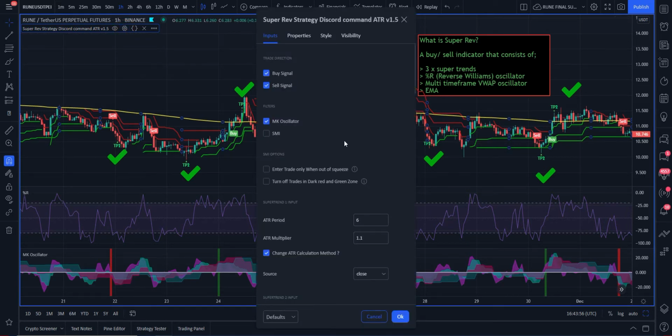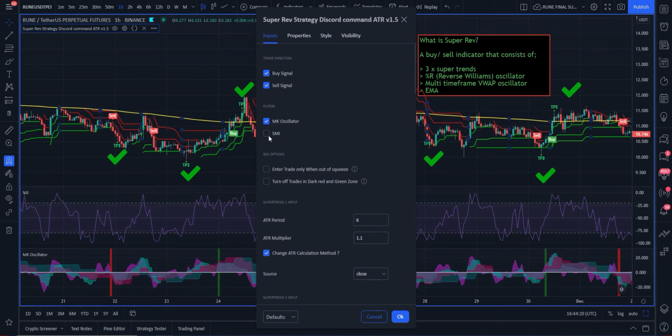So for the settings in Super Rev, you can obviously filter if you just want buy signals or just want sell signals. You could have a setup just for buy signals and then a completely different set of settings for sell signals, and you can tweak these to your heart's content. The filters, as I say, the MK oscillator is a filter that can be turned on and off.